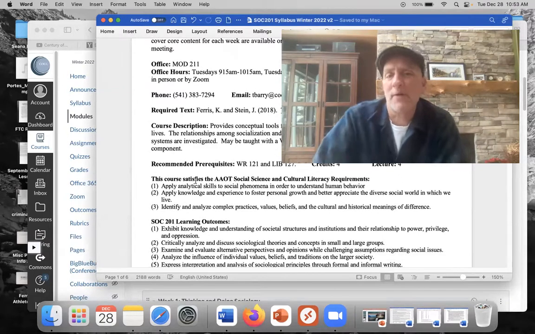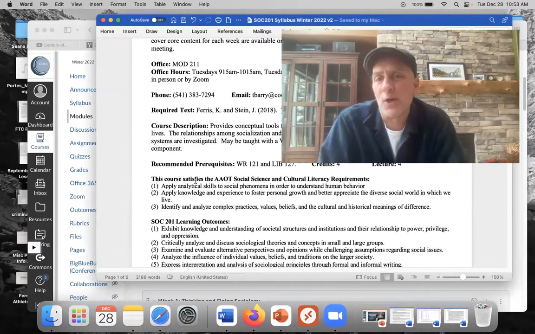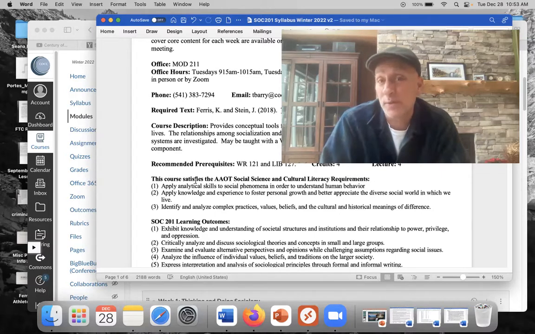Let me walk through a little bit about the requirements for the class, or the goals and objectives. A key part of sociology, anthropology, history, all these different areas is to develop more refined analytical skills to be able to analyze the social world in a more complex way in order to understand human behavior, including ourselves. So part of the journey in sociology is a journey of self-discovery and examination of the social world.